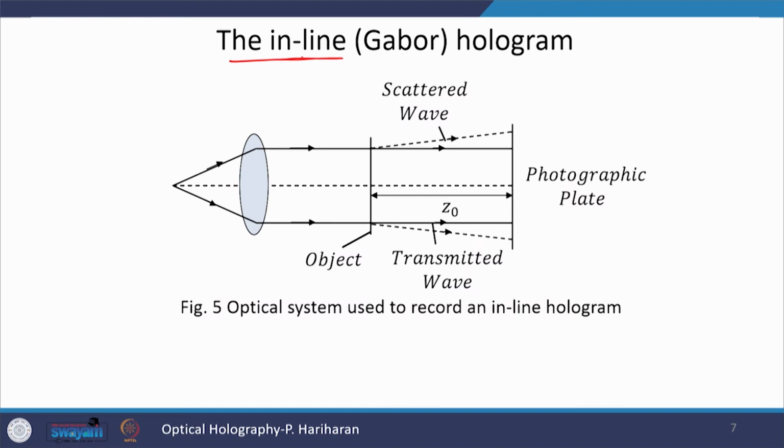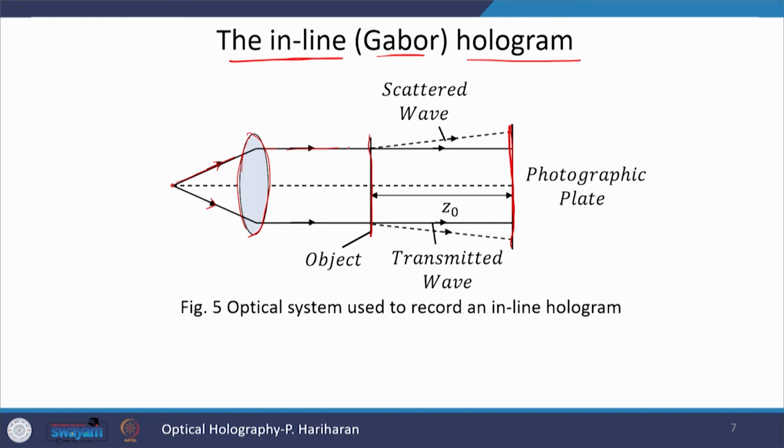Now, there are several ways of recording and reconstructing the image in holography. One of the ways is the inline hologram. An inline hologram was proposed by Gabor. Here what he did is that he picked some object and put a photographic plate coaxially with the object, and then he illuminated the object with a light source using a lens coaxially.